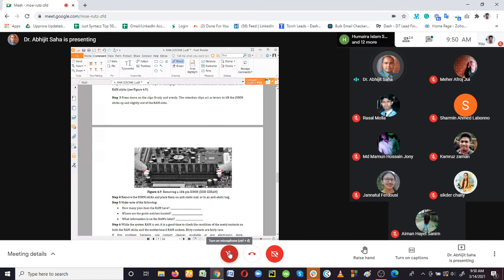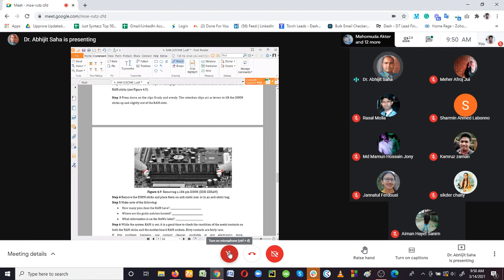If it is two slots, it can be that each of them is 2 GB, or each of them is 4 GB. That means you'll be able to use two sticks for 8 GB of RAM. So that is what I mean when you are going to install the RAM.